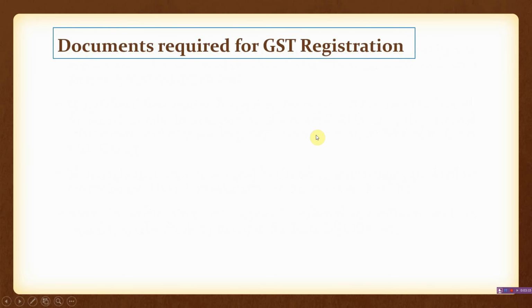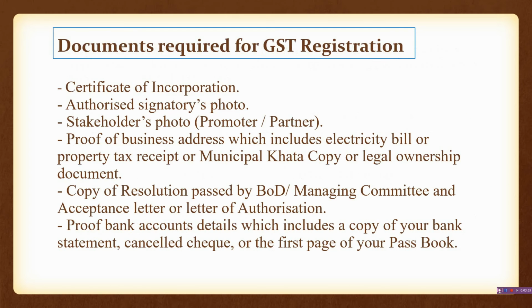Now next comes the documents required for GST registration. So the first is the certificate of incorporation, authorized signatory photo, stakeholders photo, it can be promoter or a partner, then proof of business address which includes electricity bill or property tax receipt or municipal khata copy or legal ownership document for the proof of business address.